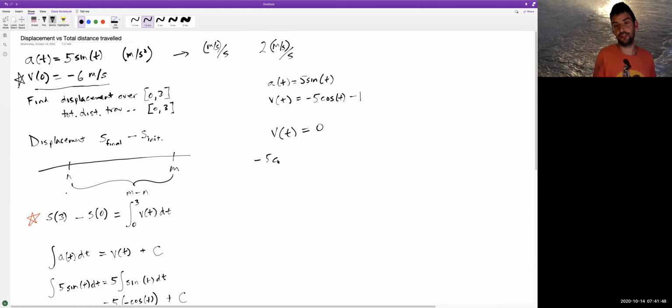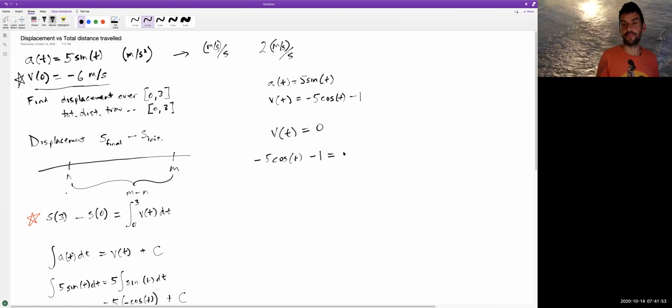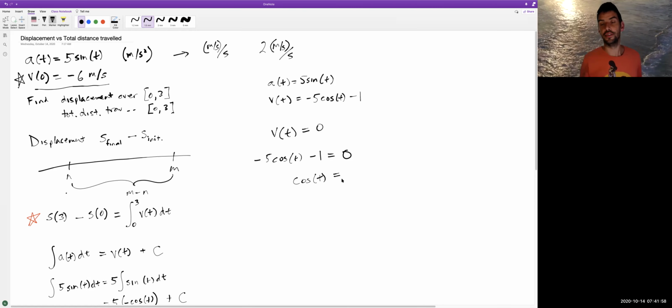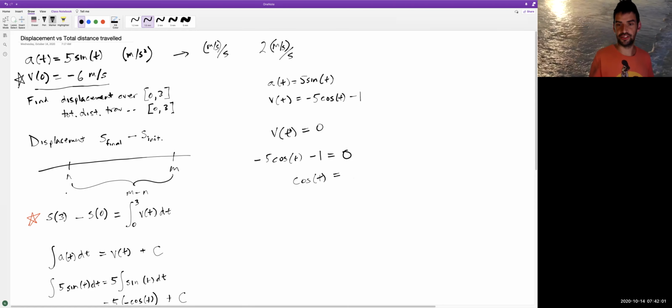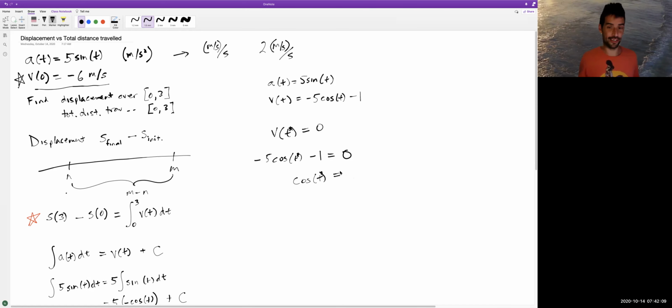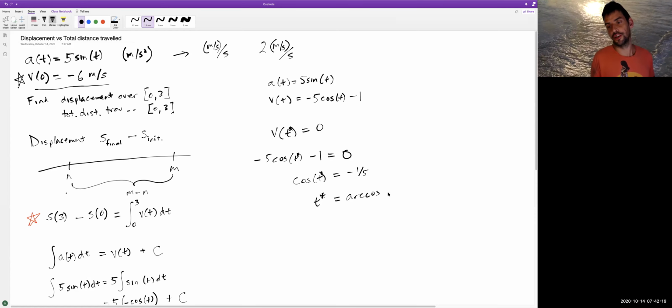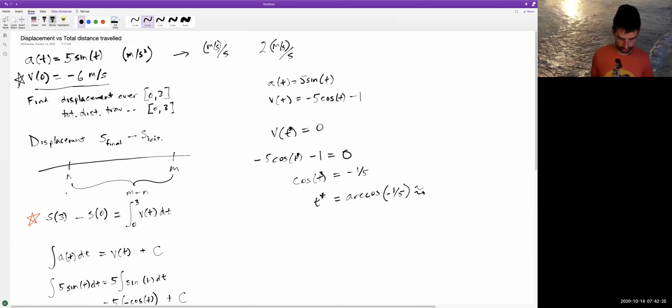In other words, when is 5 cosine of t minus 1 equal to 0? This is when cosine of t is equal to, let's give this special t a little extra symbol. I'm going to call it t star. I don't feel like writing its number out a bunch. So cosine of t star, whatever value makes this 0, is going to be equal to -1/5. So t star is the arc cosine of -1/5.